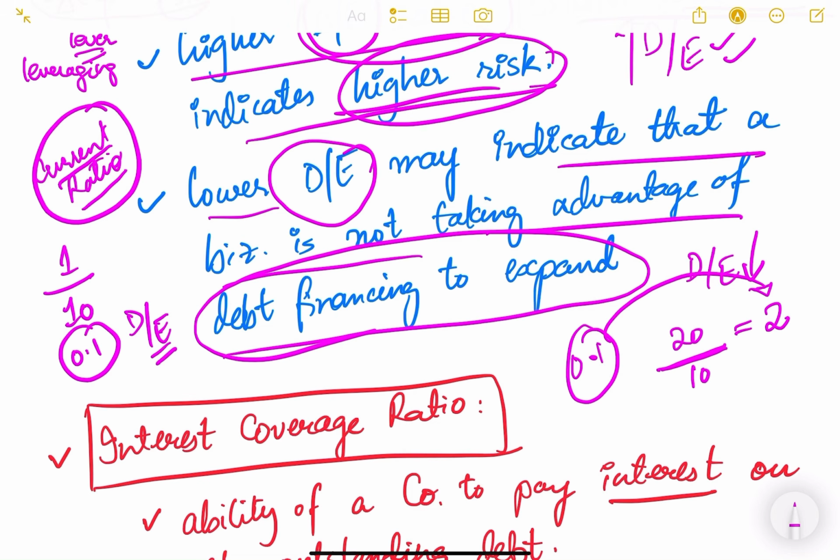So a very low debt to equity ratio is also not good. It indicates that a company is not taking risk and is not expanding its business. So the debt to equity ratio should ideally be managed or balanced, and it differs from one sector to the other.